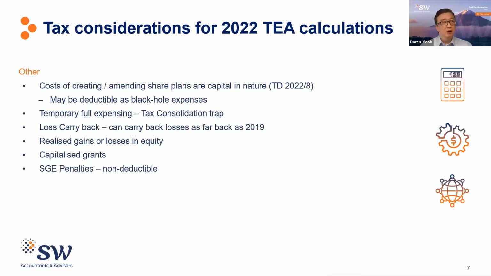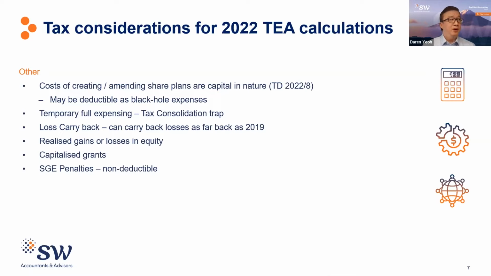I also want to mention loss carryback, which has been extended to 2023. Loss carryback basically allows you to carry back your current year losses to a previous year where you have paid tax and claim a refund. The amount that you can carry back is limited to the amount of tax you have paid in the past. So you can carry back losses as far back as 2019.